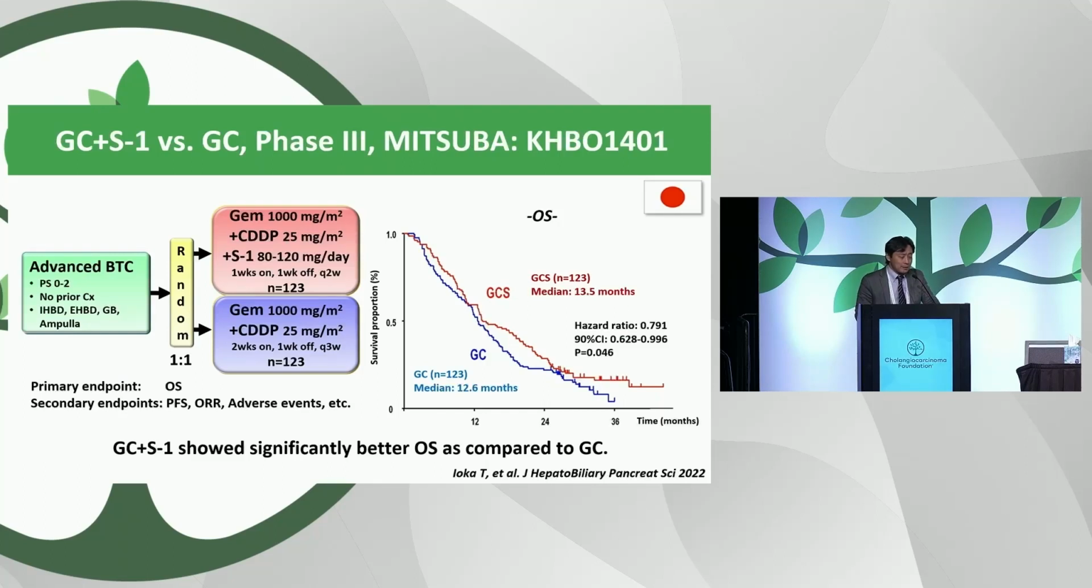The next three trials are superiority trials on triplet regimens. First one is a phase 3 trial of GEM-CIS plus S1 versus GEM-CIS, the Mitsuba KHBO 14001 trial. The median overall survival was 13.5 months in GEM-CIS-S1 triplet regimen and 12.6 months in GEM-CIS doublet regimen. Hazard ratio was 0.791, p-value was 0.046. So GEM-CIS-S1 shows a significantly better overall survival as compared to GEM-CIS.